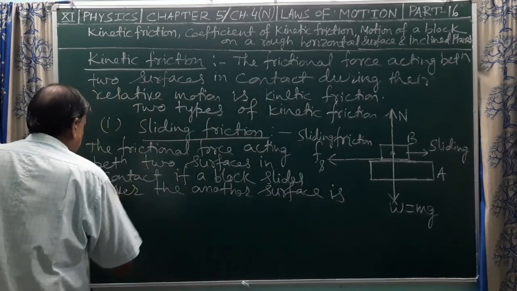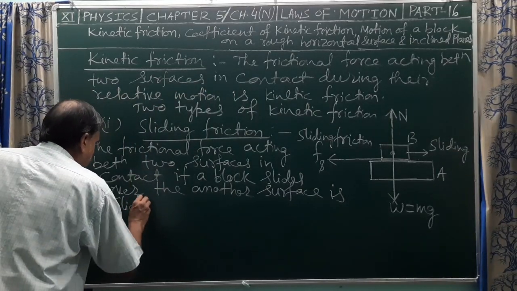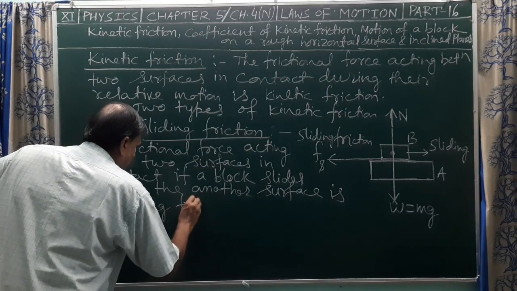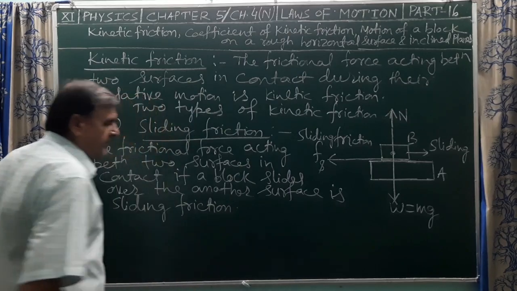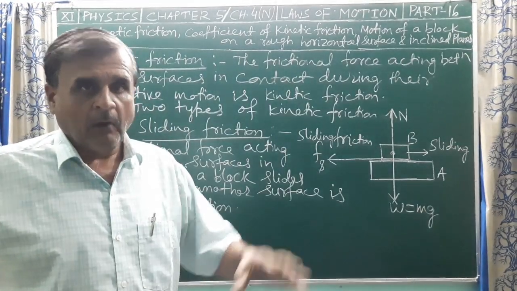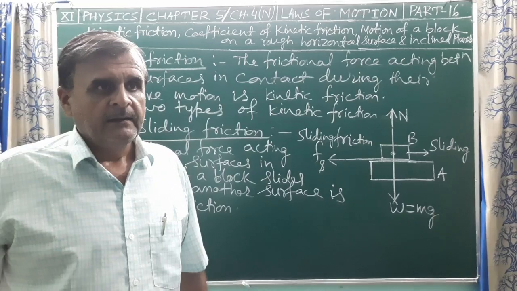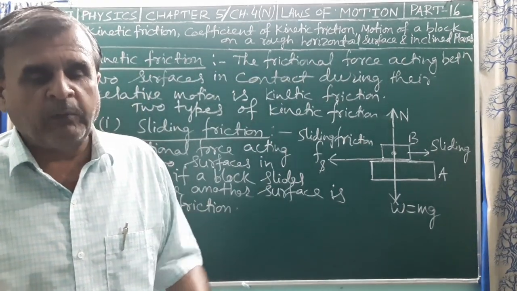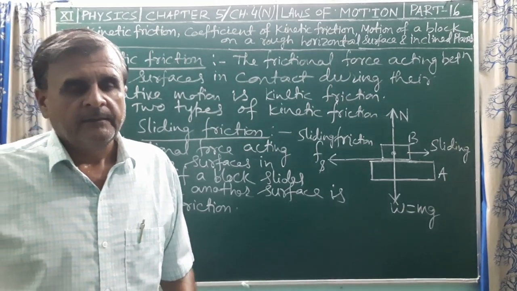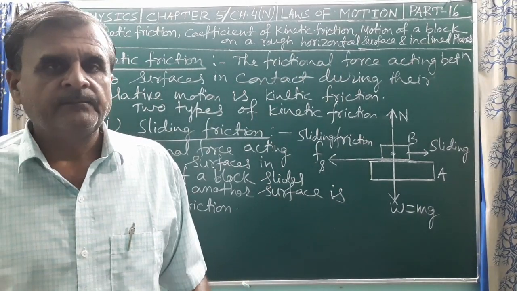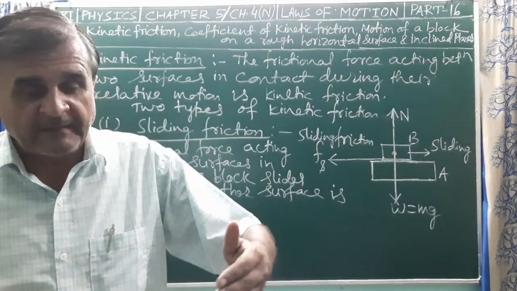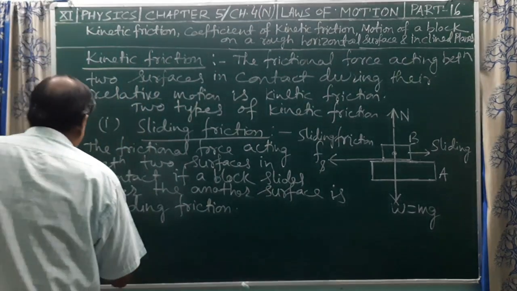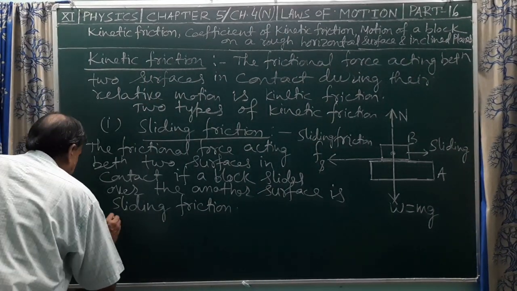Second type of kinetic friction is rolling friction. When a body rolls, say a wheel rolls on a road, then the frictional force, the opposing force acting on the wheel, which opposes the motion of the wheel, is called rolling friction. So the second type of kinetic friction is rolling friction.